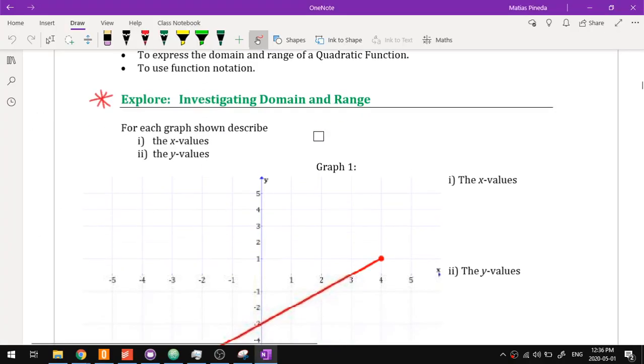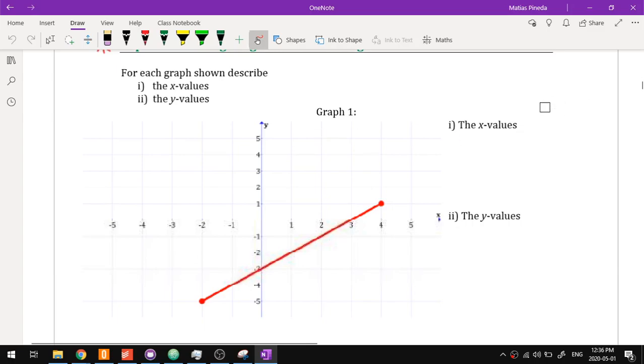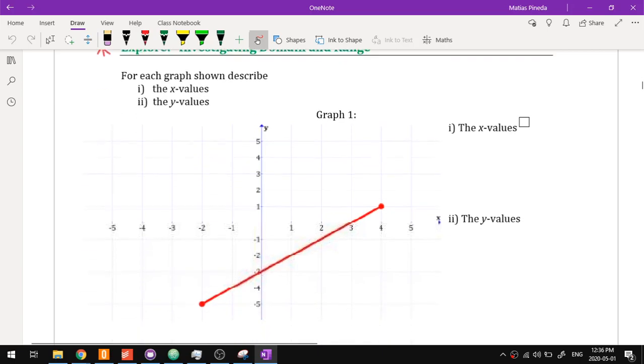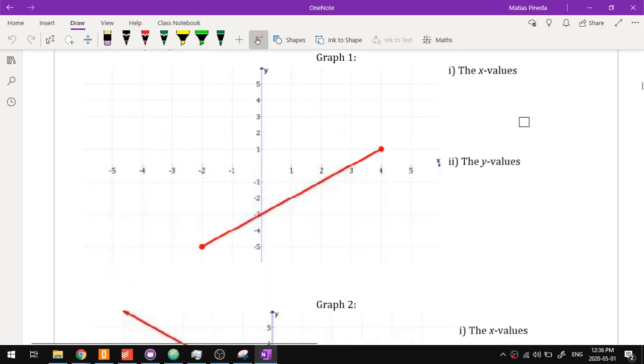So in this activity, we're going to be exploring the domain and range for various functions. In graph 1, we have a straight line, a linear function that ends with these two solid dots. These two solid dots indicate that those two endpoints are included in this function. So it means that this function is defined exactly at those points.